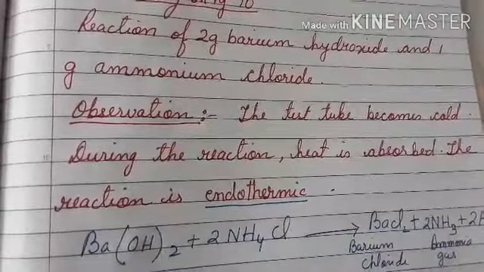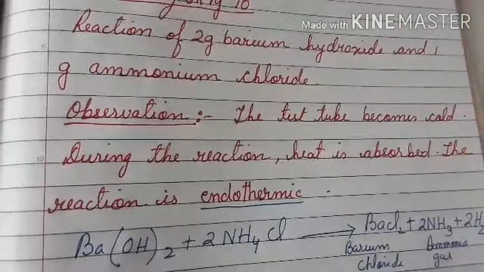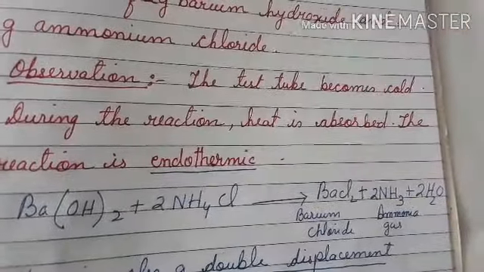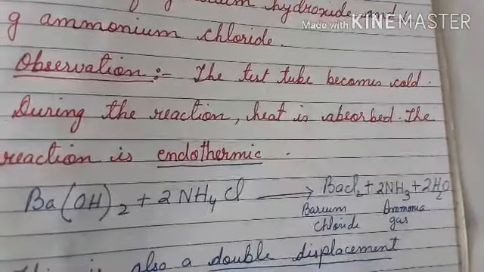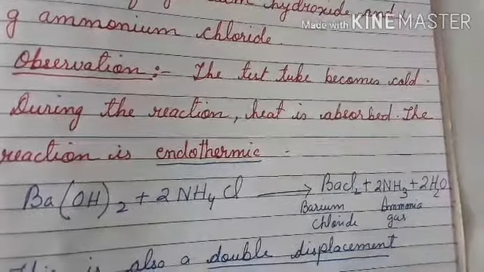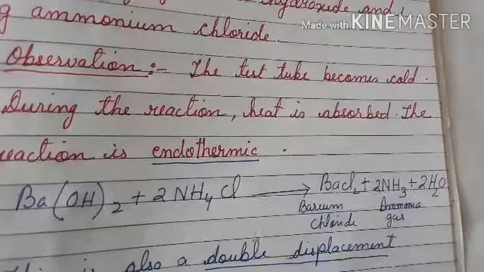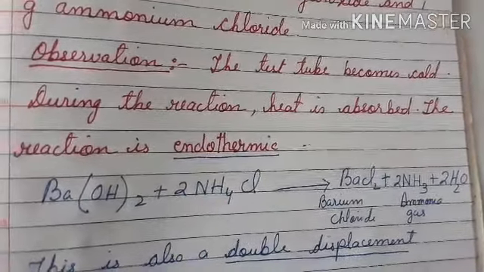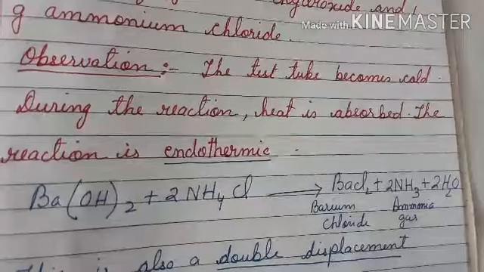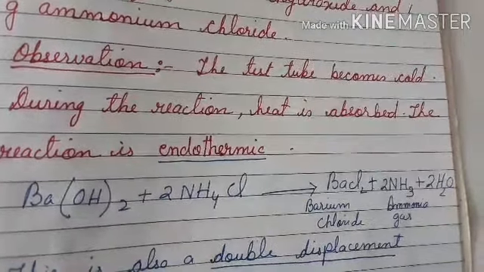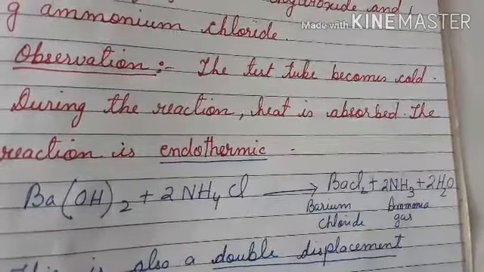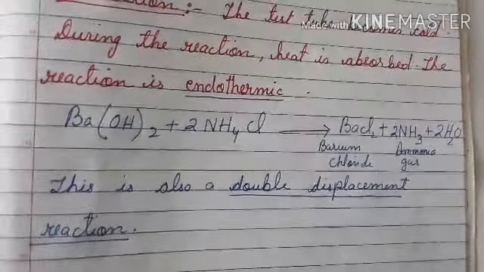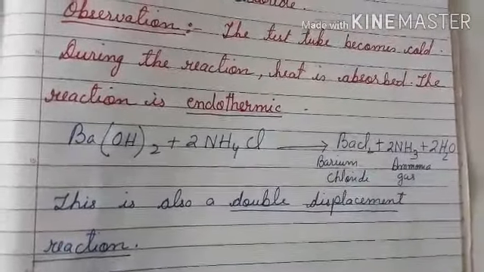The test tube becomes cold. During the reaction, heat is absorbed. The reaction is endothermic. Ba(OH)2 plus 2NH4Cl gives BaCl2 plus 2NH3 plus 2H2O, that is barium hydroxide plus ammonium chloride gives barium chloride plus ammonia plus water. So this is also a double displacement reaction.